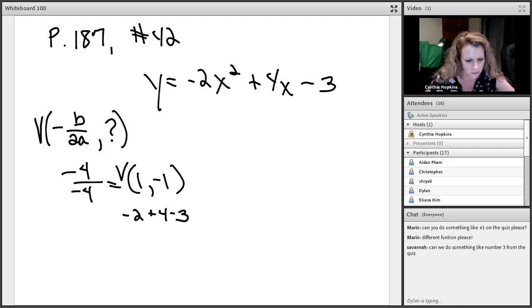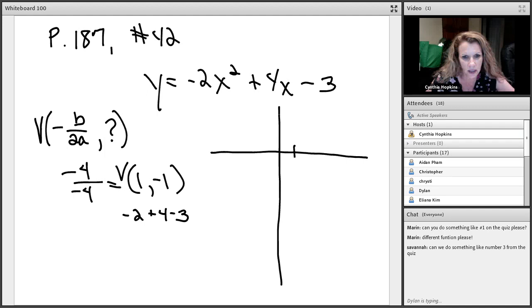All right. Eventually, they're going to ask us to graph this, so I'm going to go ahead and start my graph right now. And this is going to open down. So I'm going to go like this. All right, so 1, negative 1. There's my vertex. And as soon as I plot my vertex, I suggest you draw, well, if you're in my class, you need to draw your axis of symmetry. Eventually they ask you to write the equation of the axis of symmetry.